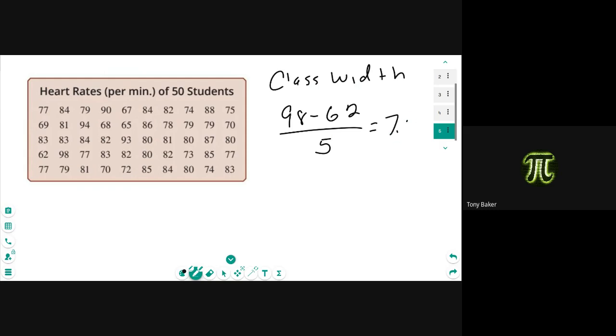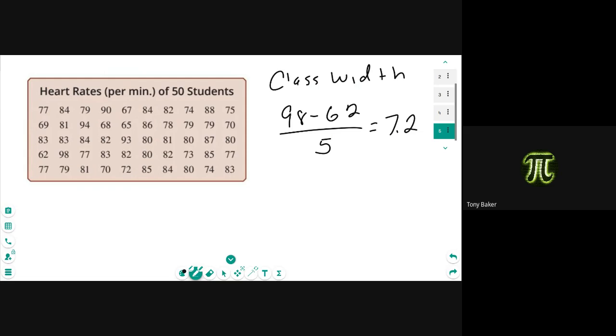7.2. You do not have to do this in your head, guys. Calculators are fine. Calculators are acceptable. Calculators are preferred. Okay. All right. But they used 10.